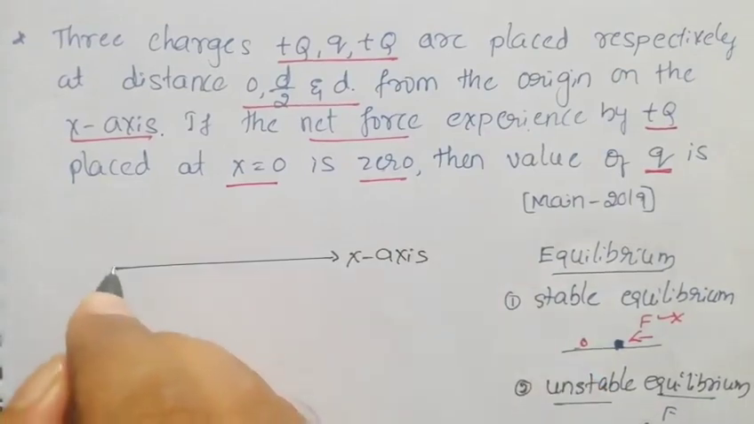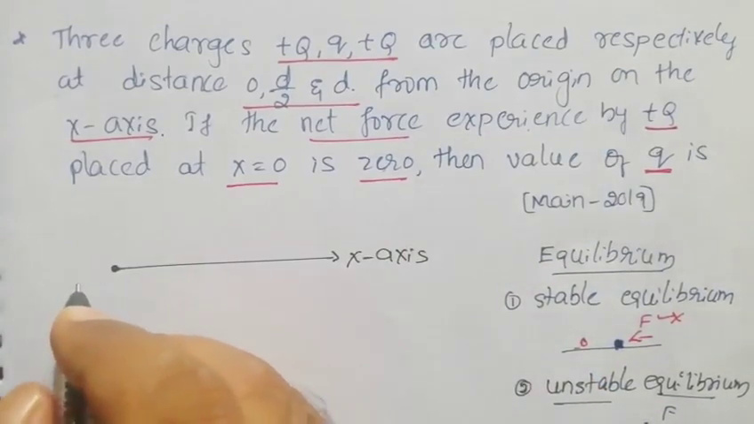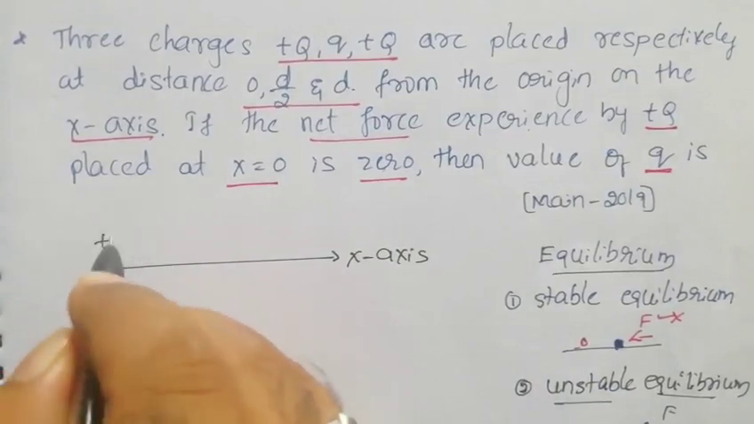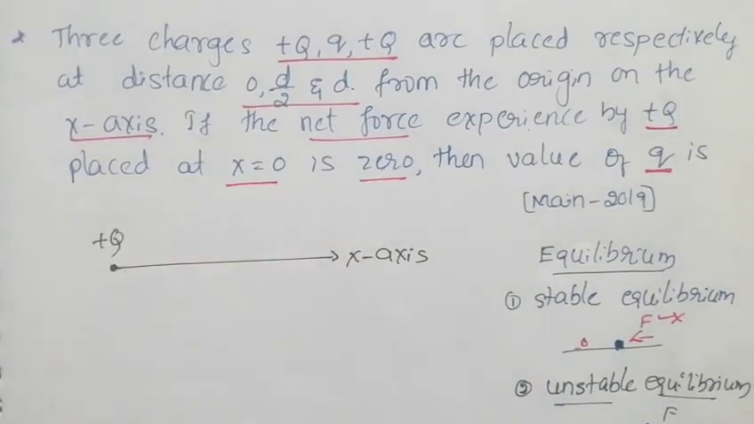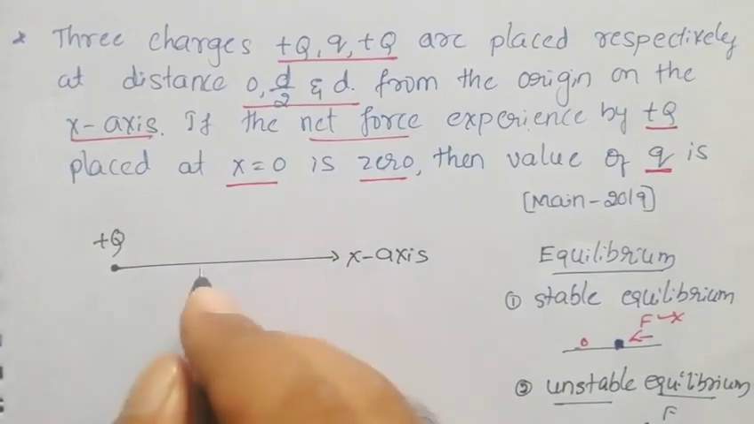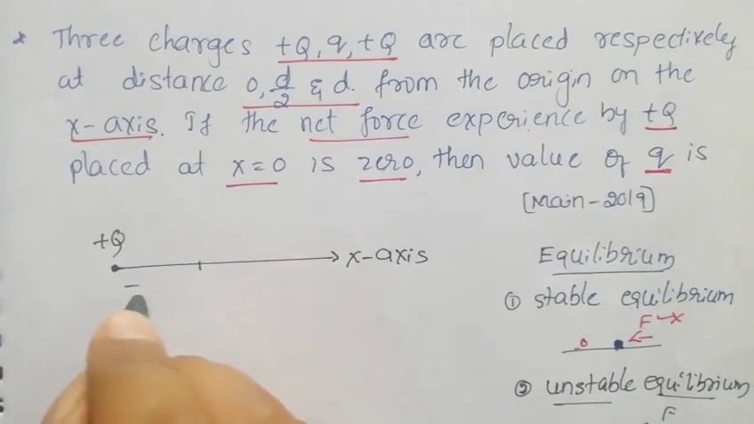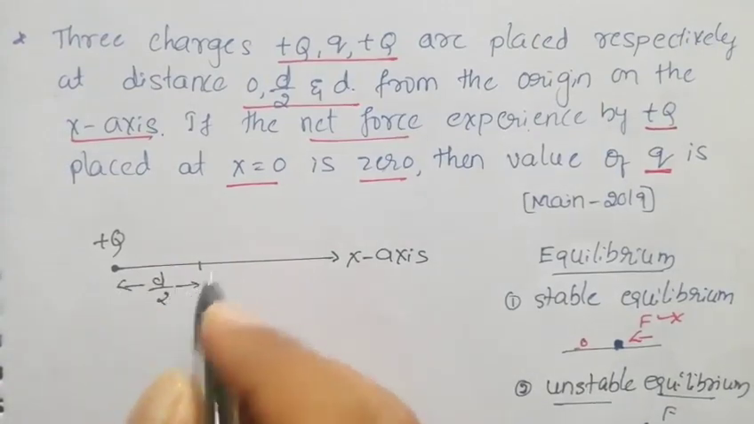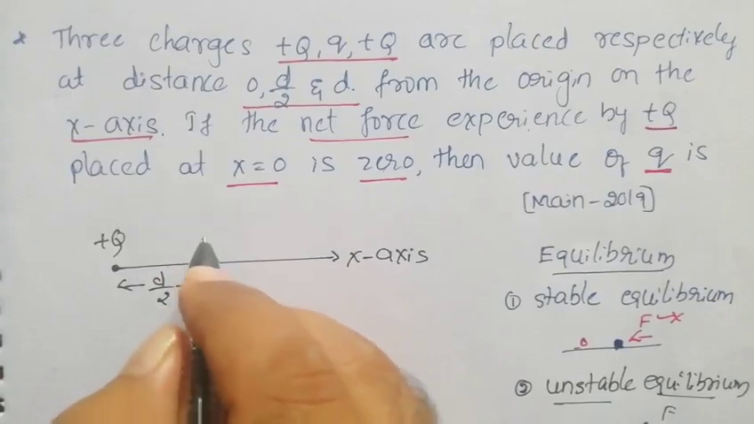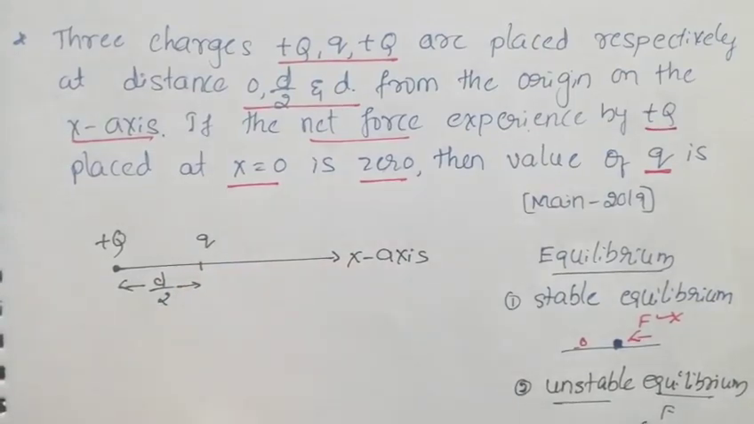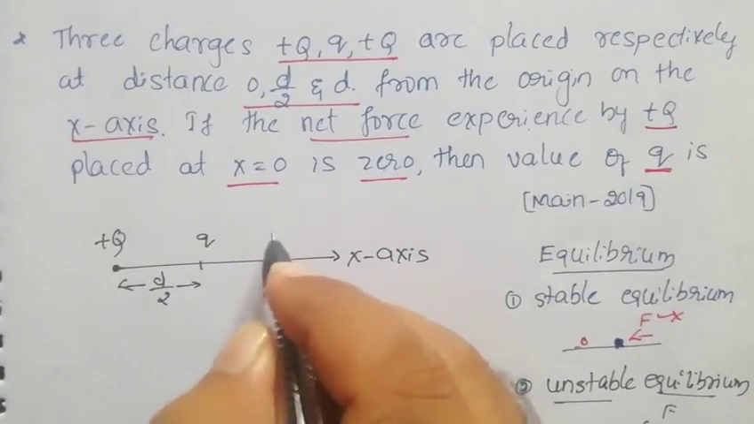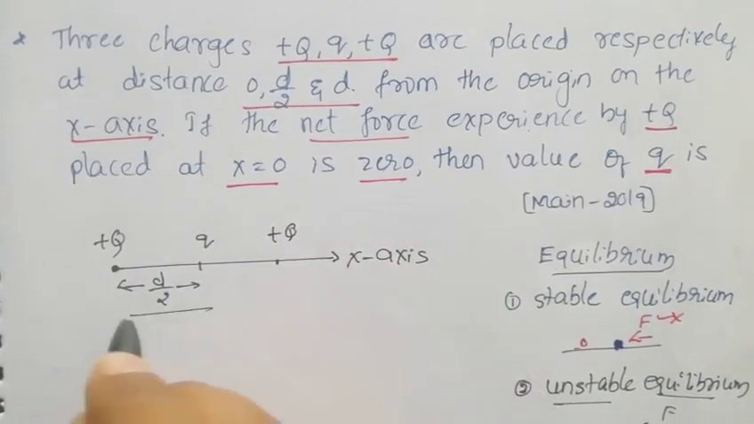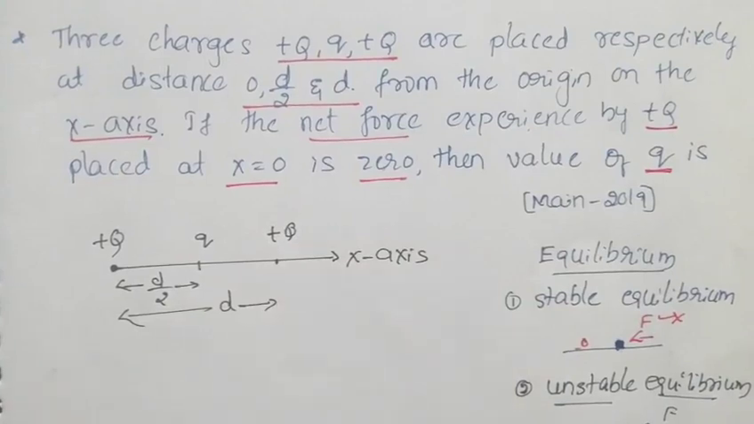So here at the center, at x equal to 0, we have kept what now? A plus q charge. At a distance of d by 2, we have kept one more charge, which is q. There is one more charge kept at a distance d, again a plus q charge.